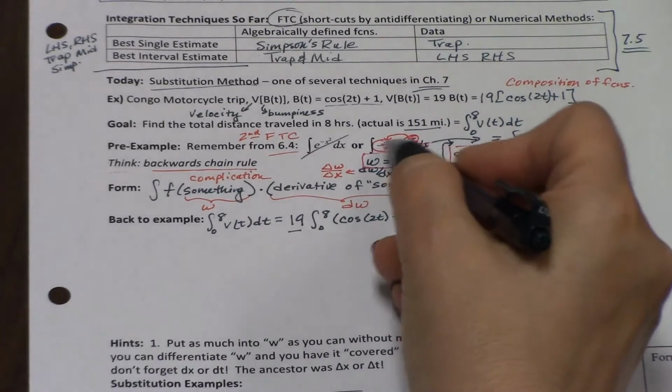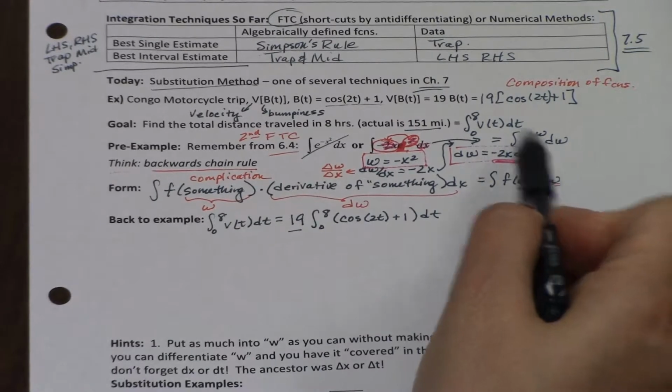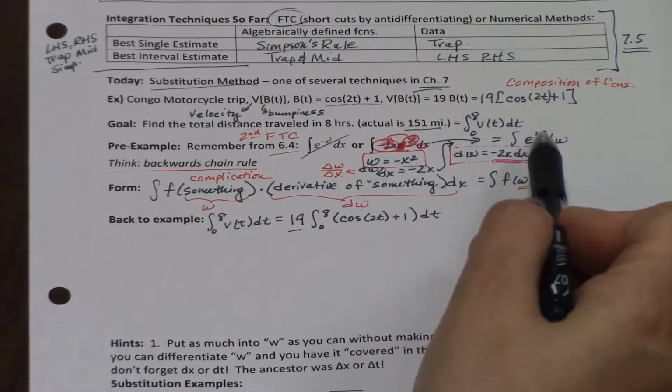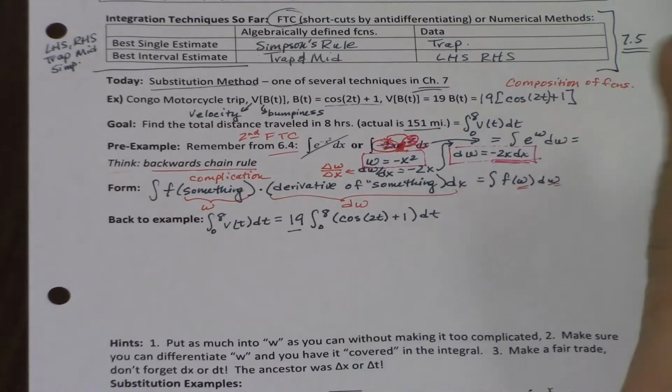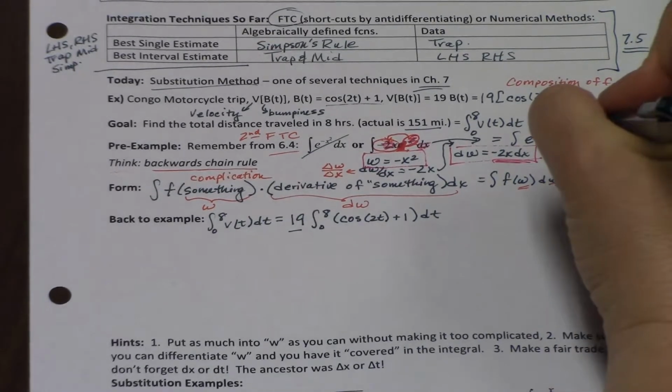Well, when we do that, if I've had what I'm going to call a fair trade, then this truly is equivalent to this original integral. It's just in a different variable. We've just made a change of variable. But now we can see this is much easier to solve. So it's helped us to get an easier integral.